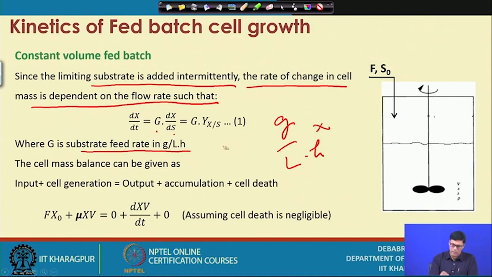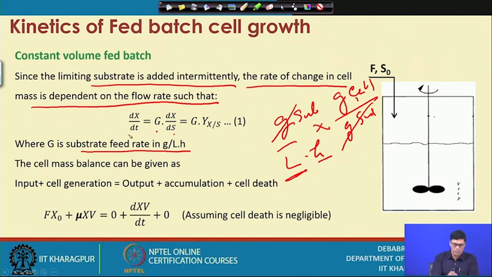Now, what is this yield? This is the gram of substrate, am I right? So, what is this yield? This is gram of cell per gram of substrate. So, this will give you the gram of cell produced per liter per hour. This is what we mentioned, that dx by dt.